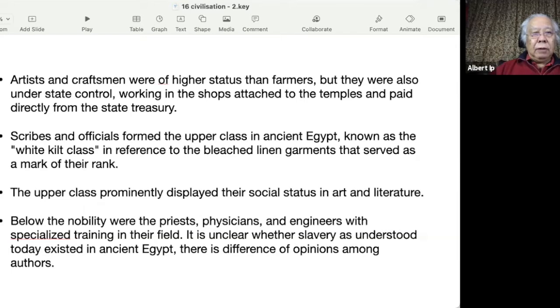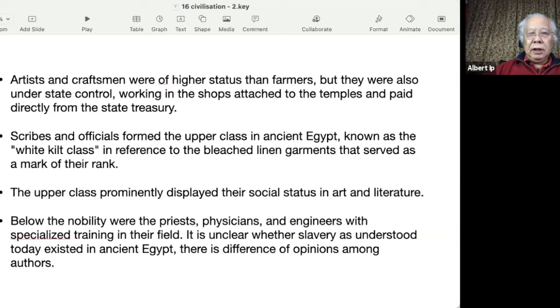And then another level up is the scribes and officials, which form the upper class, known as the white kilt class, in reference to the bleached linen garments that serve as a mark of their rank. So if you can wear linen which has been bleached so that it is white, that means you are upper class. So the upper class predominantly display their social status in art and literature. Below the nobility were the priests, physicians, and engineers with special training in their field.